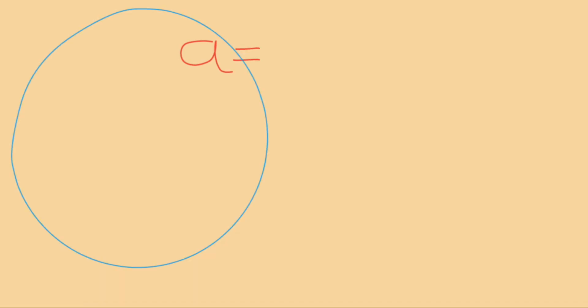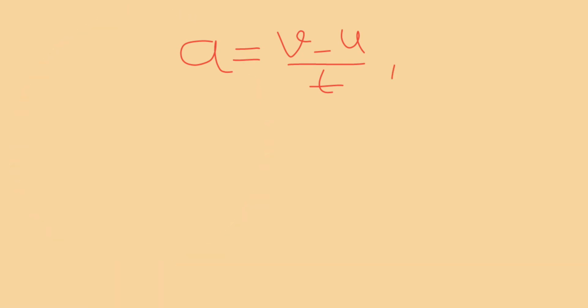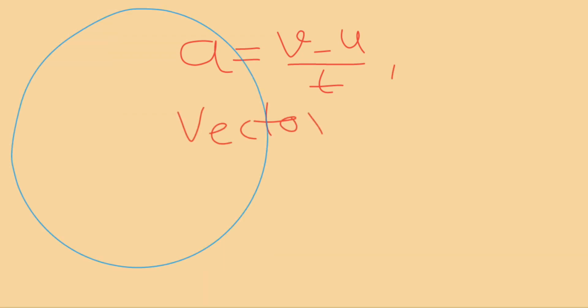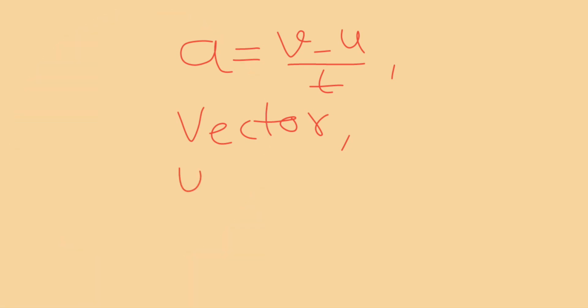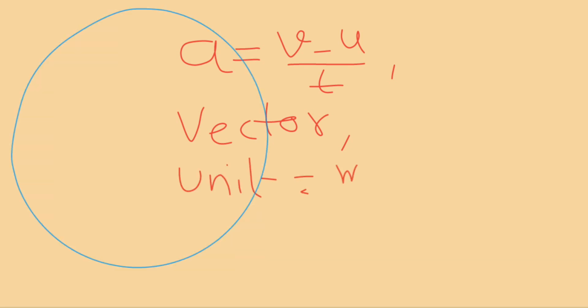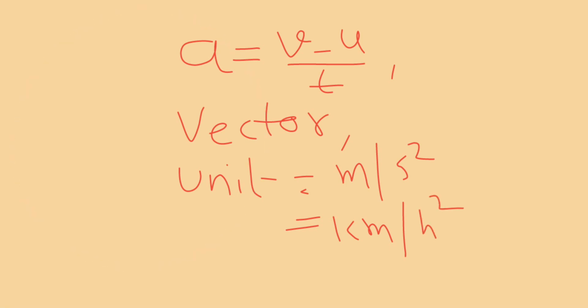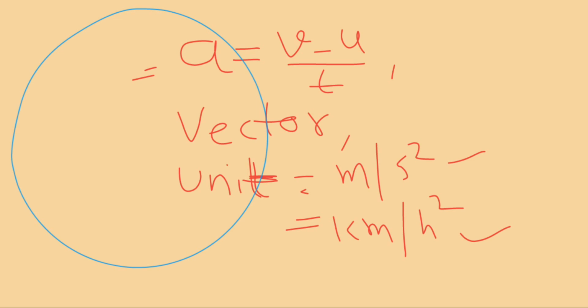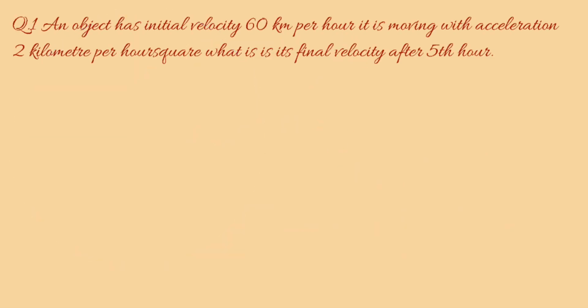So see student, what have we seen? We have seen acceleration can be written as v minus u by t. It is a vector quantity, and its unit is meter per second square. If distance is measured in kilometer, it can also be kilometer per hour square. So these are the different formats of the unit of acceleration.